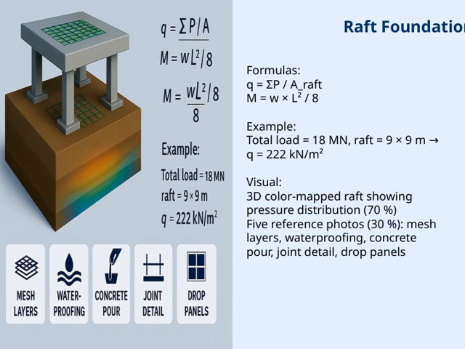The second formula is for the moment, M, which is calculated as the weight, W, times the length squared, L², divided by 8. This helps us understand the bending stresses the raft might experience.